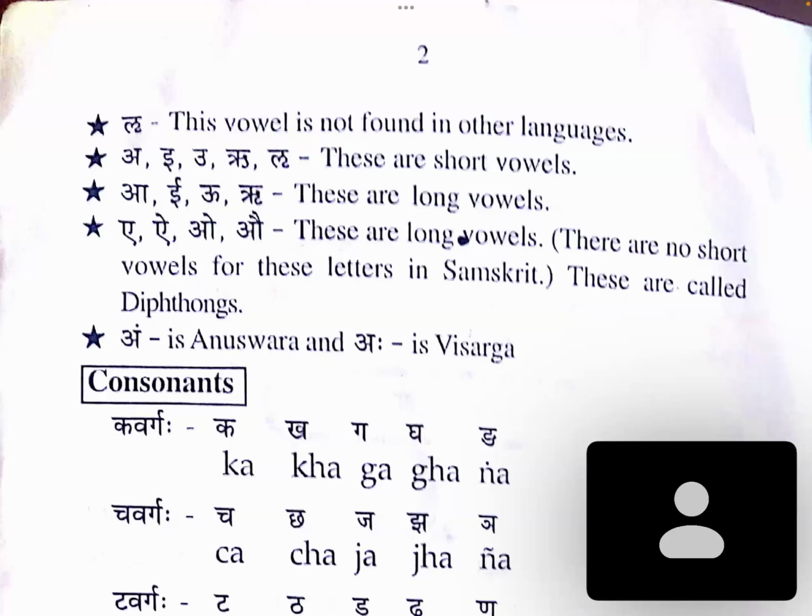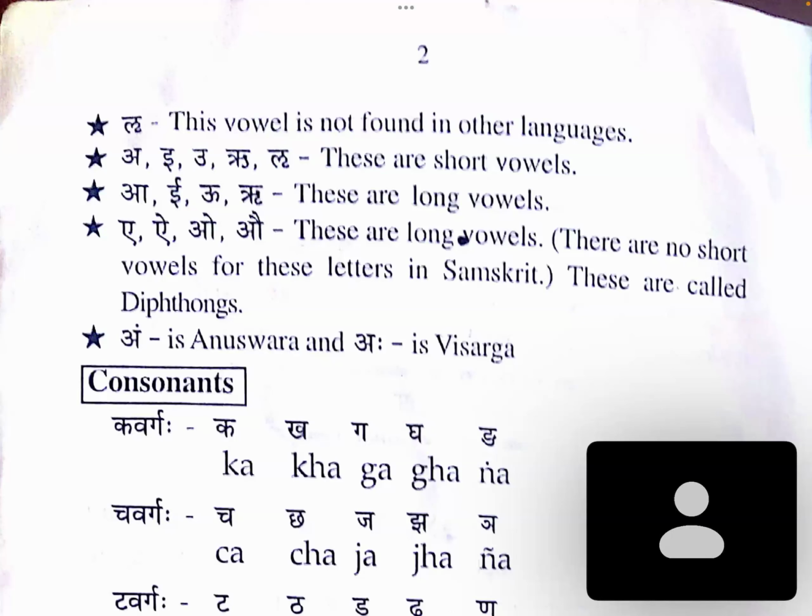This is used a lot in the Vedas, that is why it is so. Then a, e, u, r, l, they are short vowels. As I told you, a, e, u, r, they are long vowels. A, I, o, au, they are also long vowels.